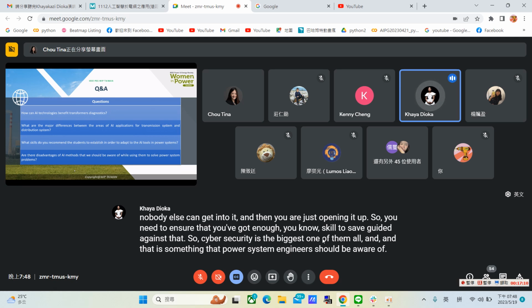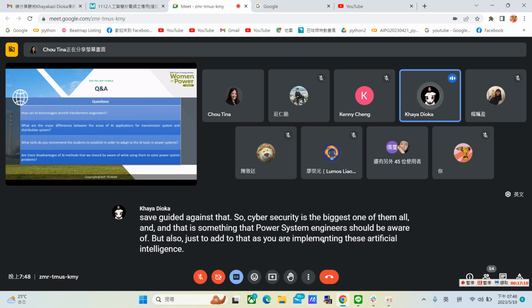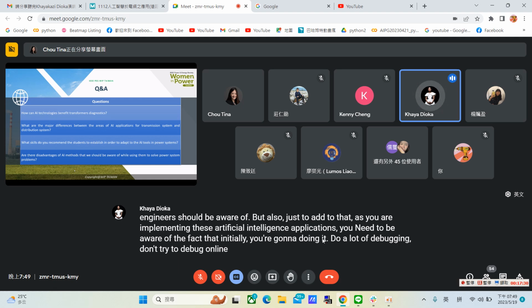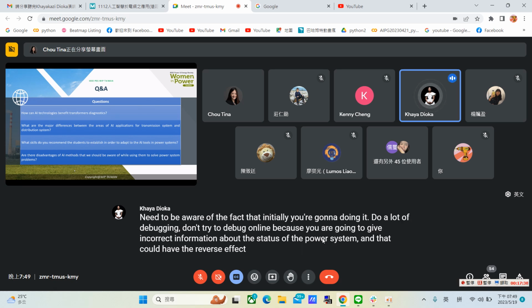But also, just to add to that, as you are implementing these artificial intelligence applications, you need to be aware of the fact that initially you are going to do a lot of debugging. Don't try to debug online, because you are going to give incorrect information about the status of the power system, and that could have the reverse effect on the power system.